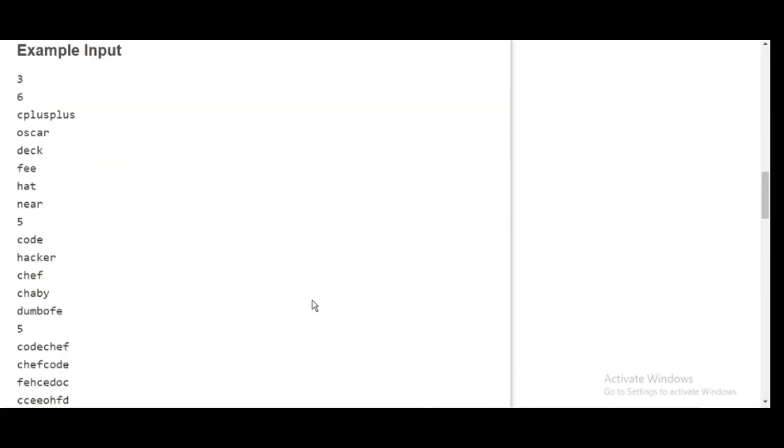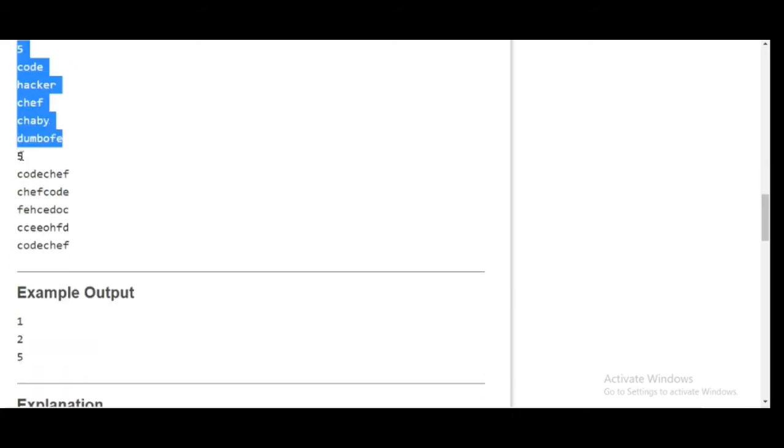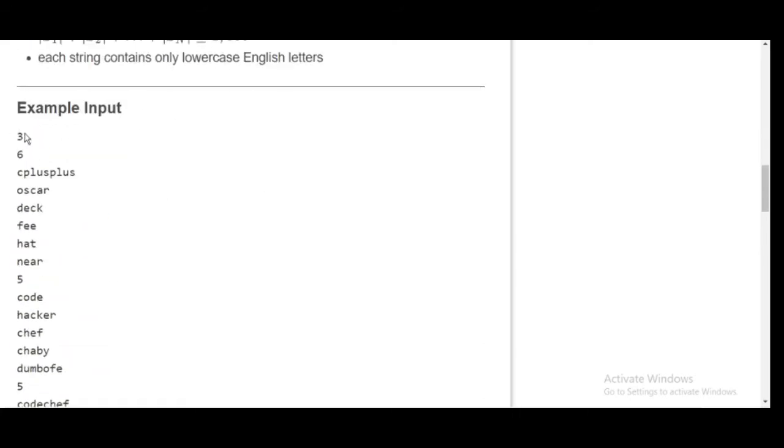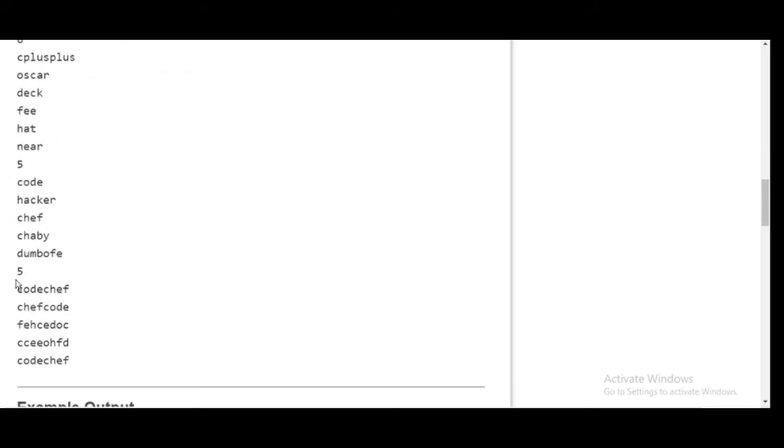Now let's understand the problem by this input only. This is 3. Okay, t is 3. So there are 3 test cases. 1, 2, sorry, 2 and this is the last one 3. Okay, so 3 means test cases. Now 6 is what? Number of strings. 1 2 3 4 5 6. So these are 6 string inputs after writing this 6. Now 5 string inputs after writing this 5, and 5 string inputs after writing this 5.